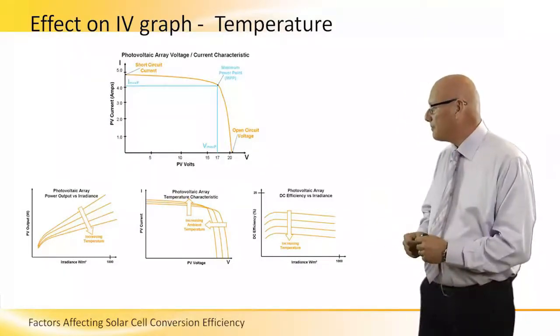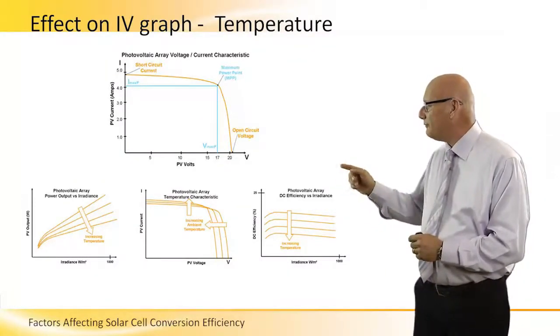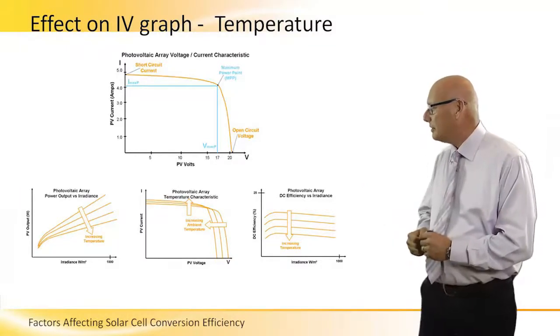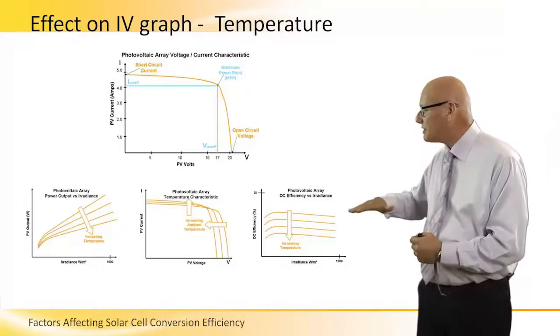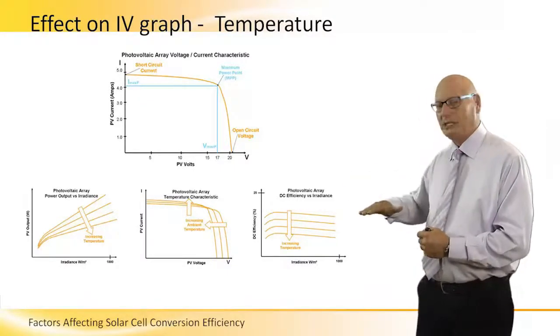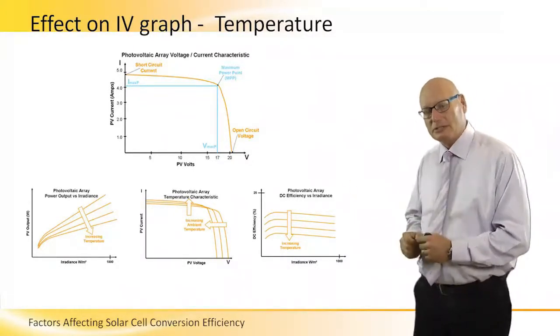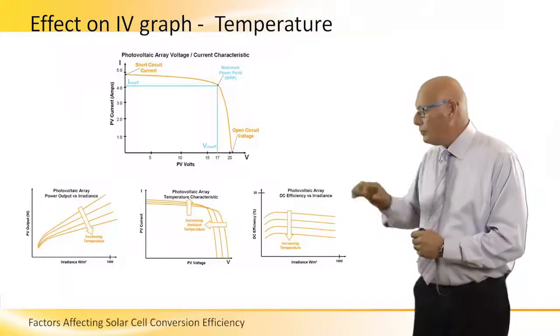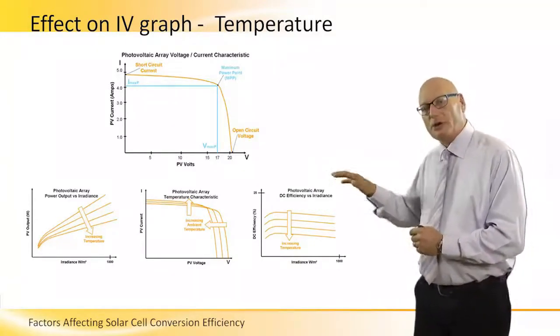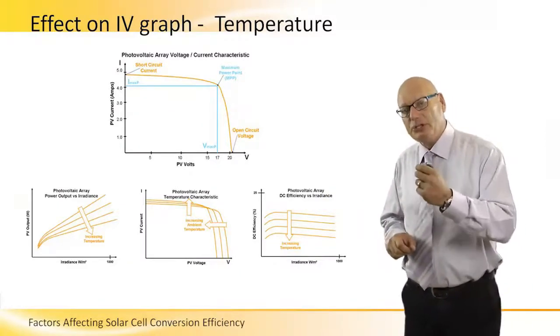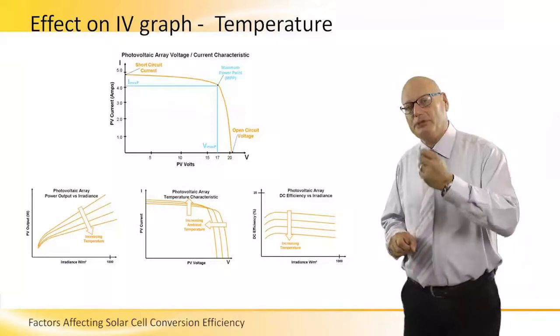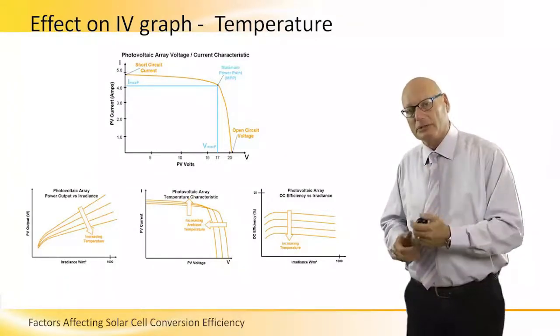The one on the right, photovoltaic array DC efficiency versus irradiance. As the temperature increases, it reduces the DC efficiency on the same irradiance. So from these three lower graphs, we can understand, we can appreciate the importance of keeping the temperature at its lowest possible.